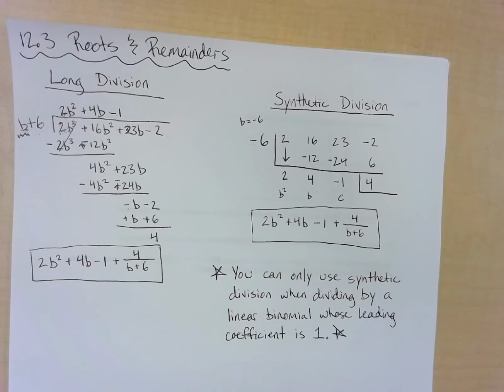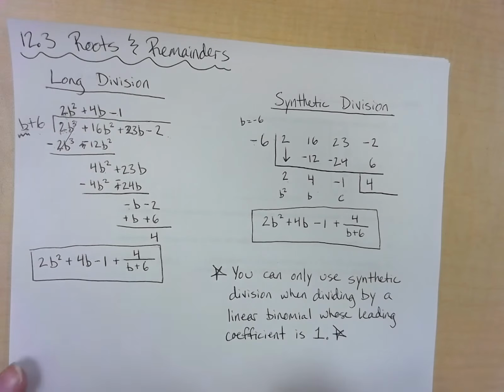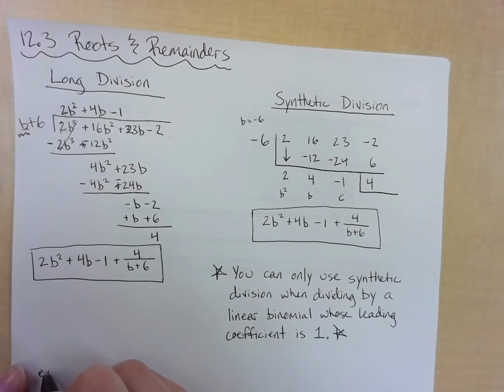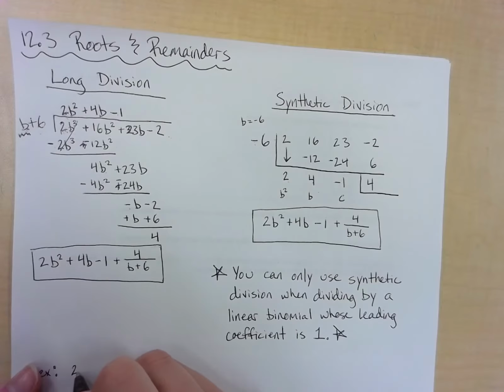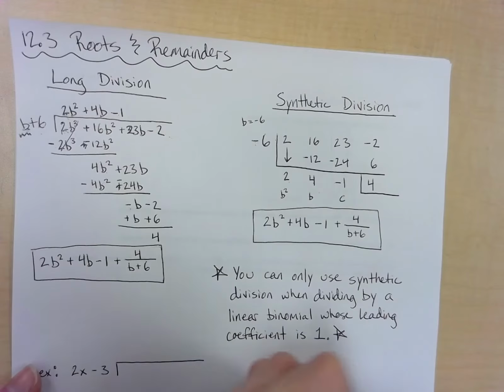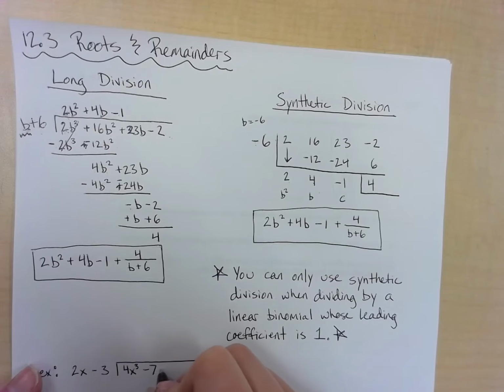And you might be wondering, well, why? Why does it have to have a leading coefficient of 1? Well, let's do that by an example. And I'm going to use long division to help you see. So let's say I was doing 4x cubed minus 7x squared plus 2x plus 1 divided by 2x minus 3, or something like that.